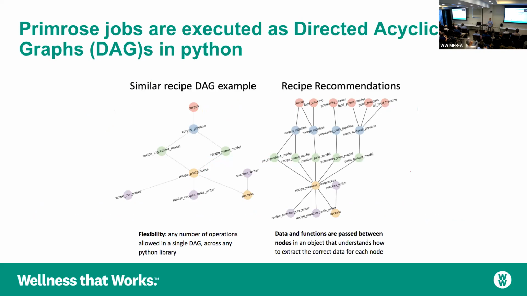So Primrose jobs are executed as directed acyclic graphs, which is something that I think is pretty common in the data infrastructure world. But these run purely in Python, and all of our jobs are partitioned into small nodes, which, for writing code and writing jobs and writing things that need to be done repeatedly, makes it a lot easier to compartmentalize what you're doing and abstract it.